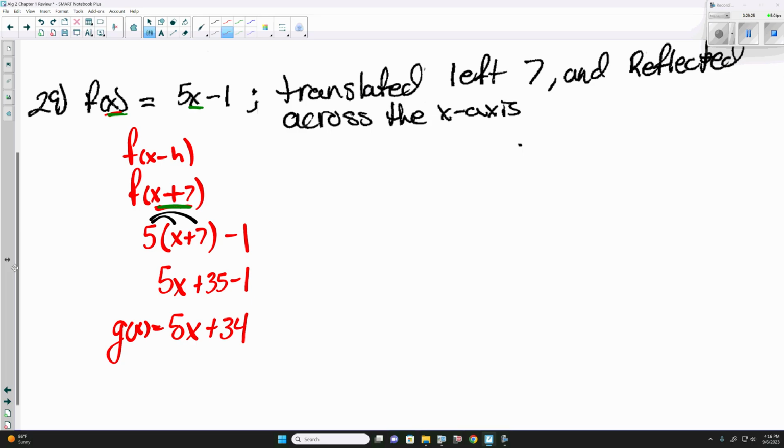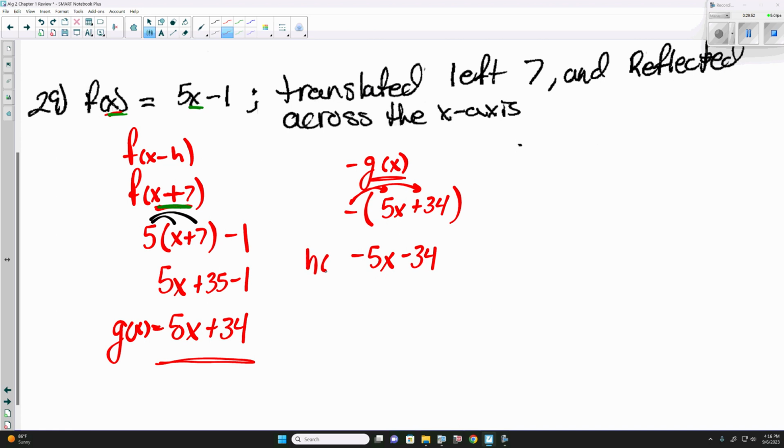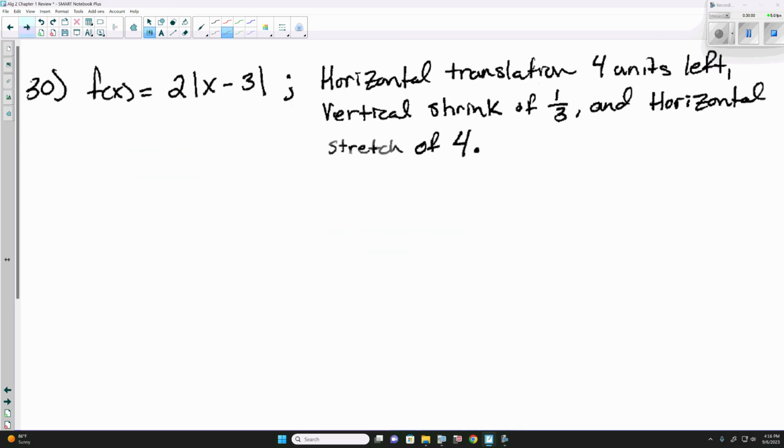Now the other part is reflected across the x-axis. Now according to our setup and start types, we're going to do negative g of x. We have a negative out front. Now since we didn't do anything with the x inside of g of x, our new function down here, we can replace g of x with its function, 5x plus 34. At this point here, we would distribute the negative, telling us that we have negative 5x minus 34. And that is our new function.